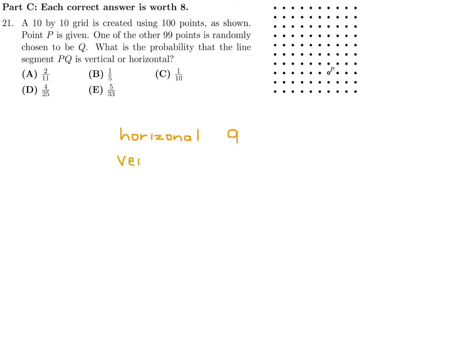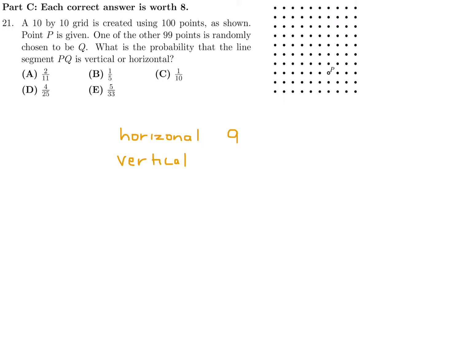Now let's take a look at vertical. Vertical, of course, going top to bottom like that. If any of those are chosen to be Q, for example, if this one is Q, then PQ would be vertical. Well, how many of those are there? 1, 2, 3, 4, 5, 6, 7, 8, 9. Well, there's 9 there as well.